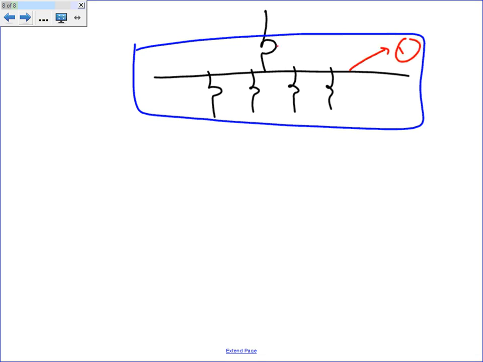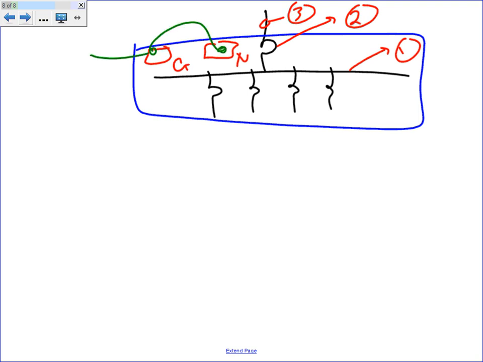Number one, number two, number three, and neutral. This is my neutral. This is my ground. I like these to be always green. This is my equipment grounded conductor, number four, and number five. Right? We're repeating ourselves here, guys. Same thing, the service. We're sizing really the same thing, the service. Okay, piece of cake, I think.